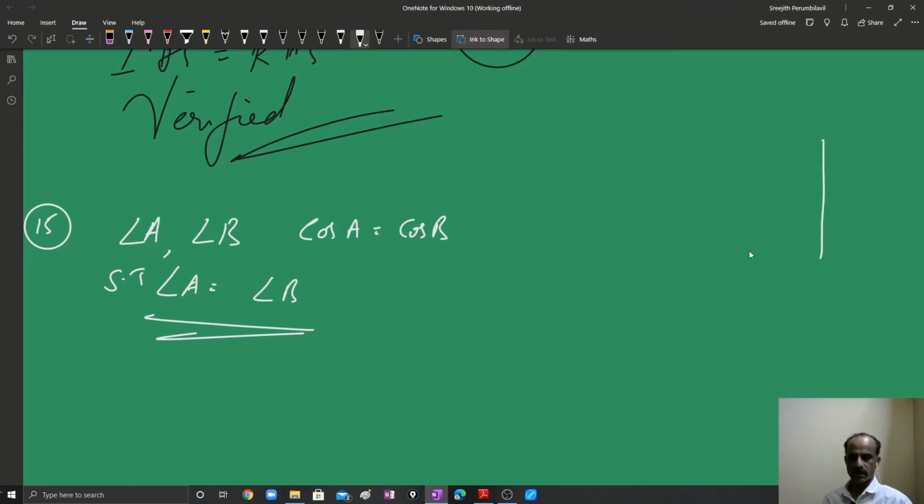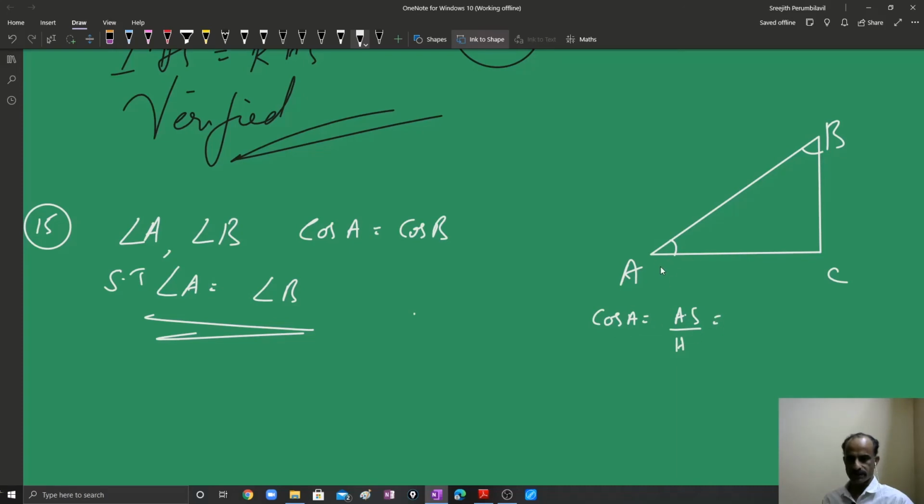I'll just draw a triangle. A and B are angles of a triangle ABC, acute angles. So I'll take this as A, this as B. As far as cos A, what is cos A from the figure? Cos A is equal to adjacent side by hypotenuse. What is the adjacent side for this angle? Adjacent side is AC, and AC divided by hypotenuse AB.